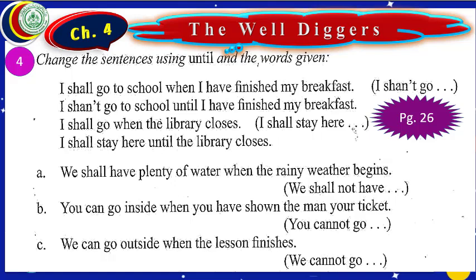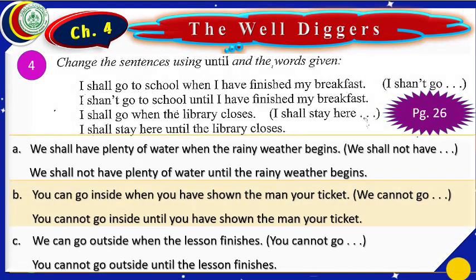Let us write the answers of the exercise. Dear students, examples are given here at the top. As I told you the answer of A, it is given here. We shall not have plenty of water until the rainy weather begins. The second answer comes, you cannot go inside until you have shown the man your ticket. C part will be, you cannot go outside until the lesson finishes. Let us look at the answers of other parts.